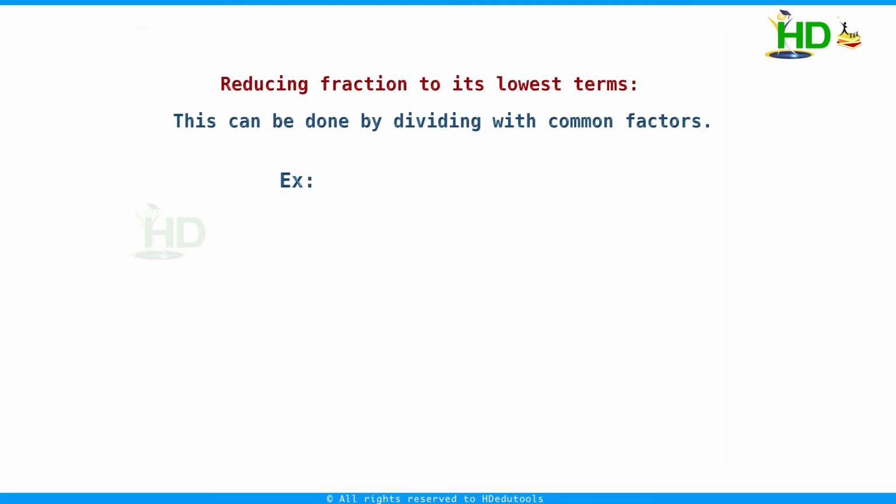For example, consider the fraction 72 by 168. Here clearly 2 is a factor to both the numerator and denominator. Therefore, this can be written as 2 into 36 divided by 2 into 84. Now we can cancel 2. Therefore, the given fraction becomes 36 by 84. Again, we can write this as 18 into 2 divided by 42 into 2. Since here 2 is a factor for both the numerator and denominator, now we can cancel 2. Therefore, the fraction can be written as 18 by 42.